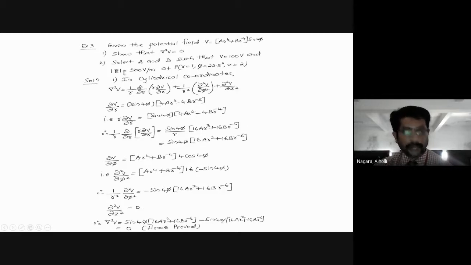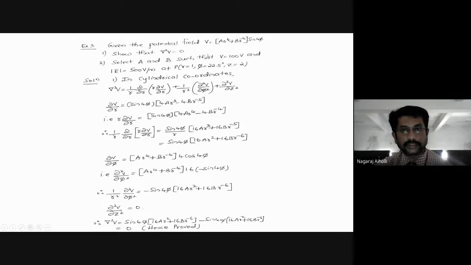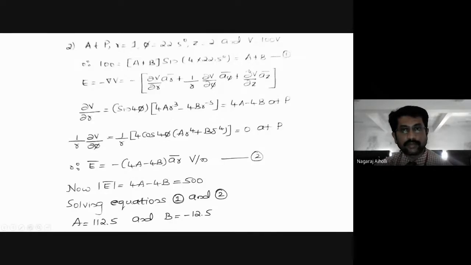Then the second part of the problem is we have to find the values of A and B such that V equal to 100 volts and E is 500 volt per meter at the given coordinate P of r equal to 1, phi equal to 22.5 and z equal to 2. These values we have to substitute in the main equation, and that will be your equation 1.